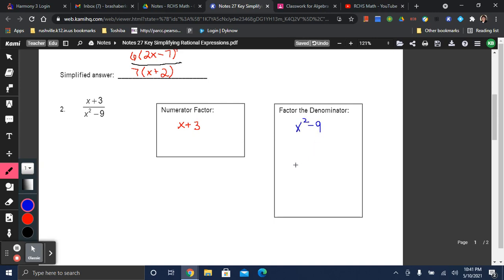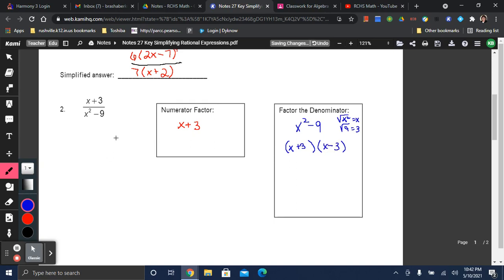It only has 2 terms, and so this is going to be the difference of 2 squares. And this is where we have 2 parentheses, one with addition, one with subtraction, and we do the square roots. So the square root of x squared will give me x, and the square root of 9 will give me 3. And so we're going to do x plus 3 and x minus 3.